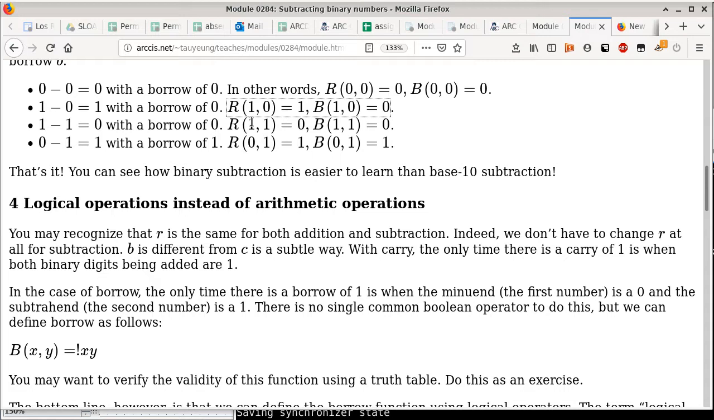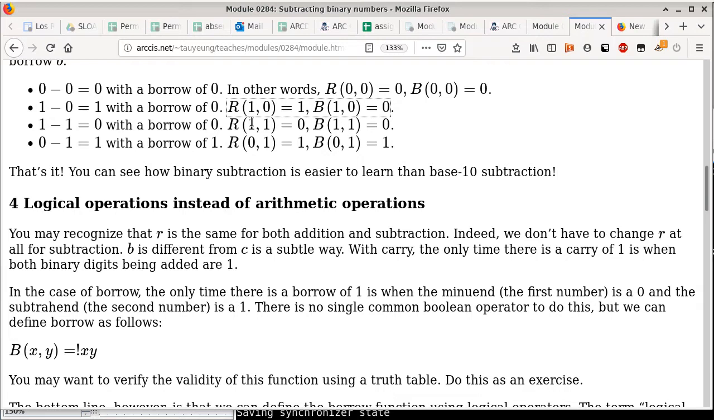Are we good so far? Now, this is also in part thanks to using base 2, because in base 10, those functions would be different. The result of a subtraction versus the result of an addition would not be the same. But in binary, well, it turns out to be the same.